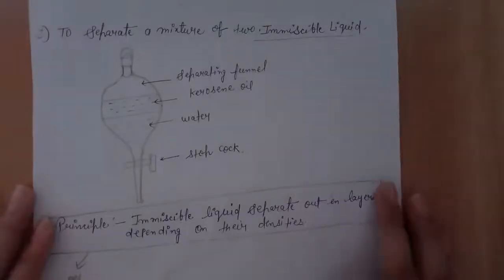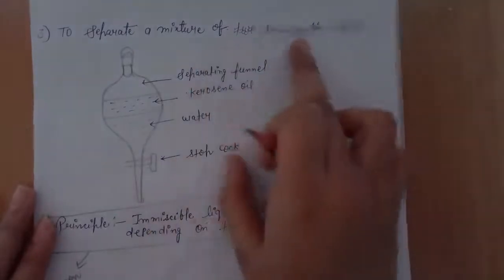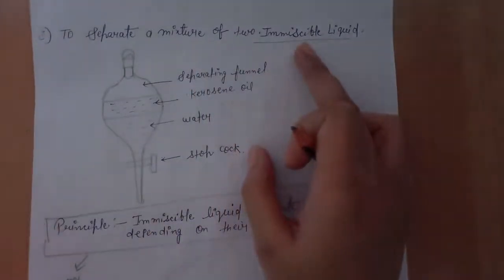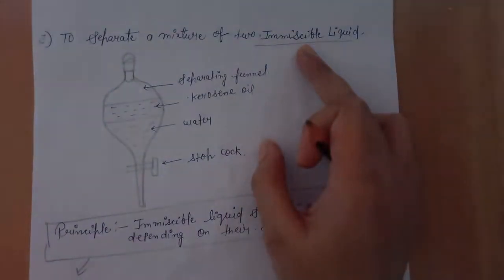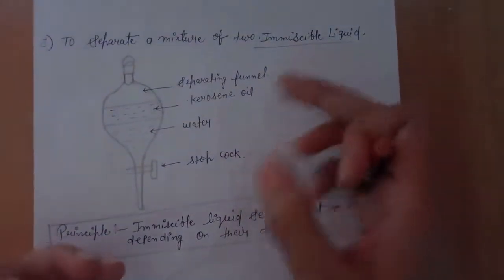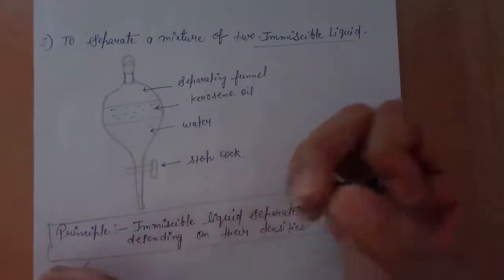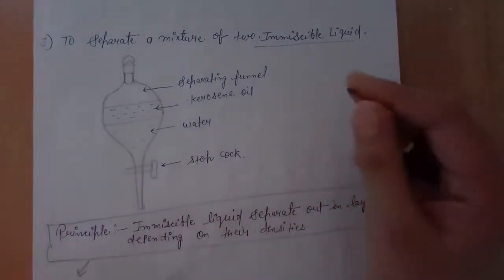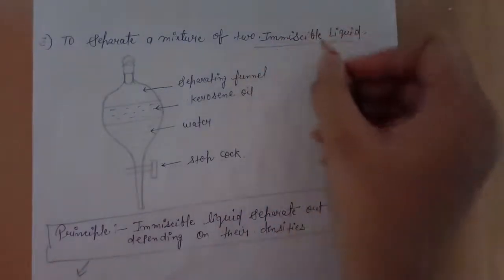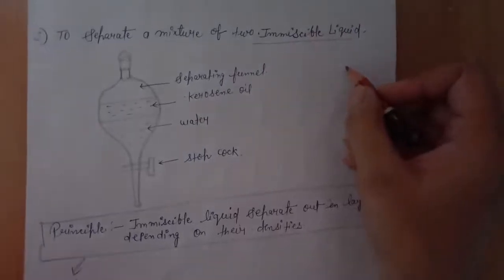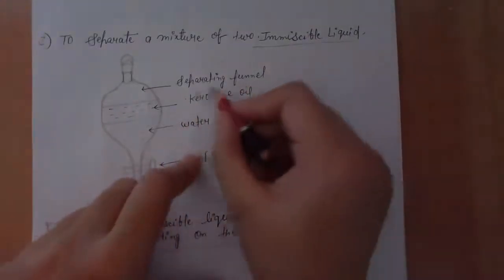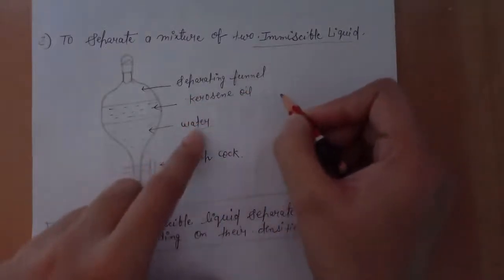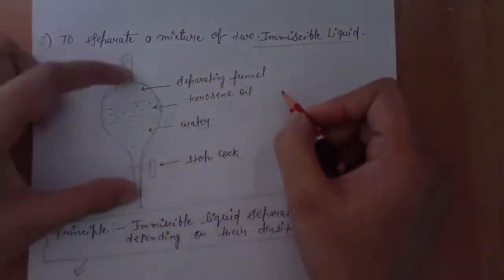Students, next method is to separate a mixture of two immiscible liquids. Immiscible liquids are liquids that do not mix with each other and arrange themselves in different layers. So the two liquids, kerosene oil and water, are not mixed with each other, so they are called immiscible liquids. And this is a separating funnel.